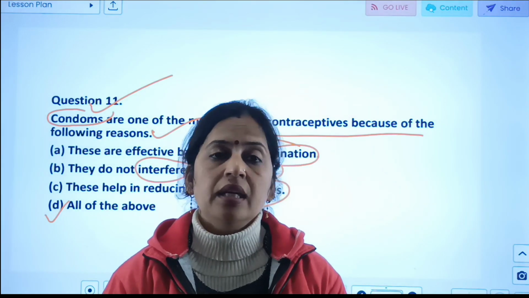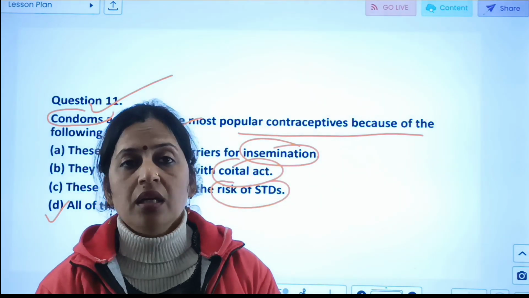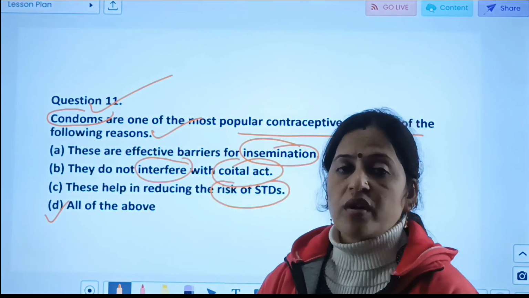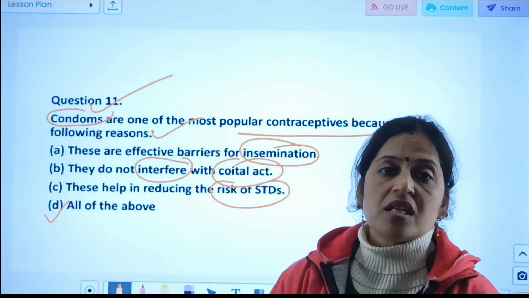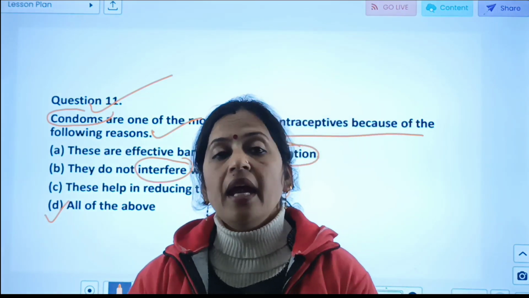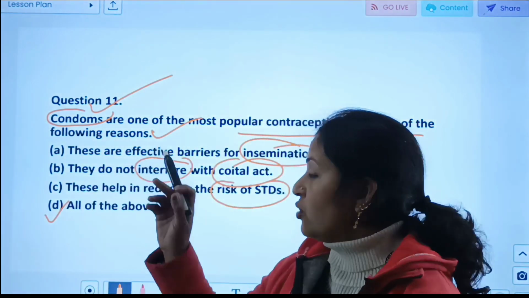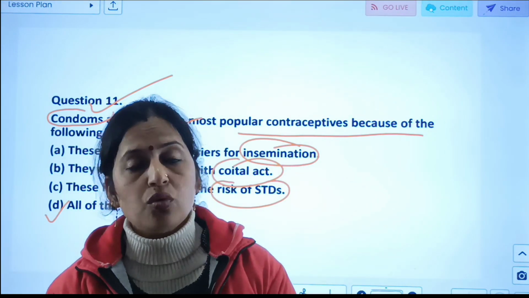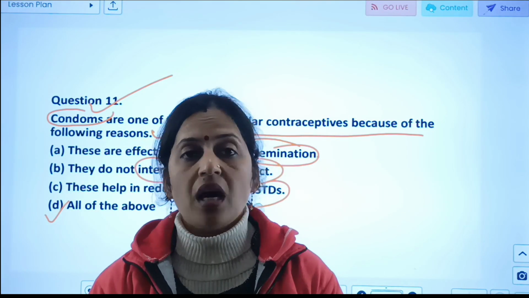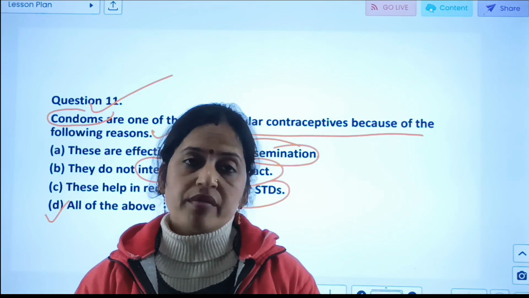The first reason is that they help in reducing the risk of sexually transmitted diseases. They are effective barriers, especially for insemination. And the third one is they do not interfere with the coital act or the coitus. So due to these reasons, condoms are most effective contraceptives.